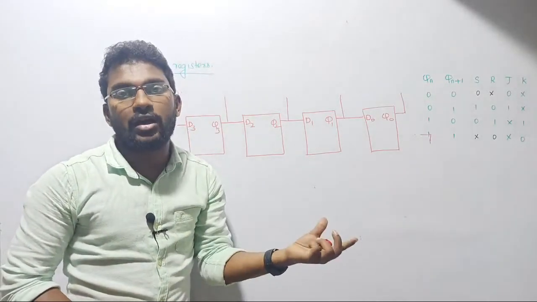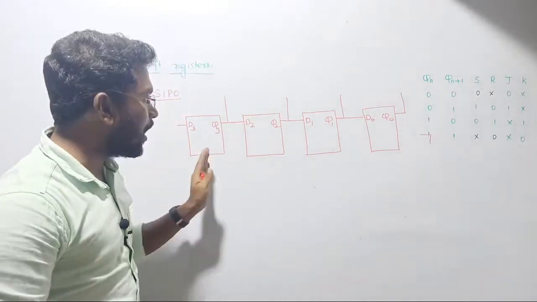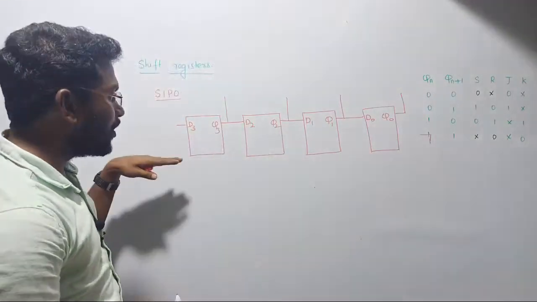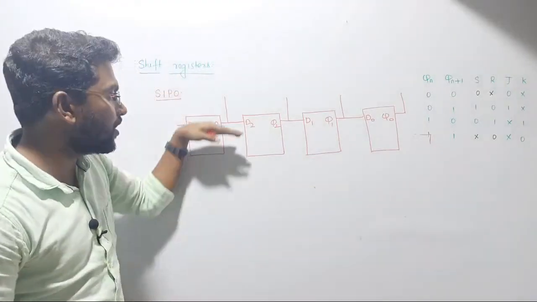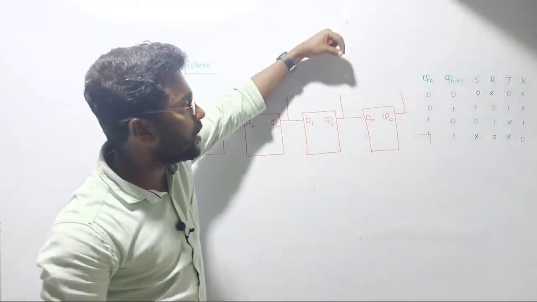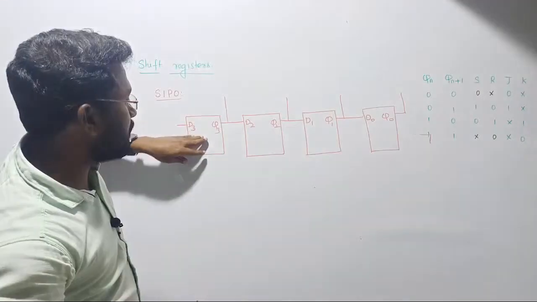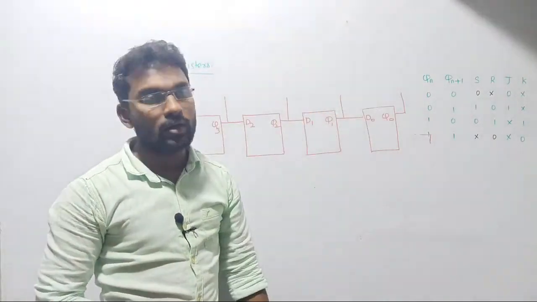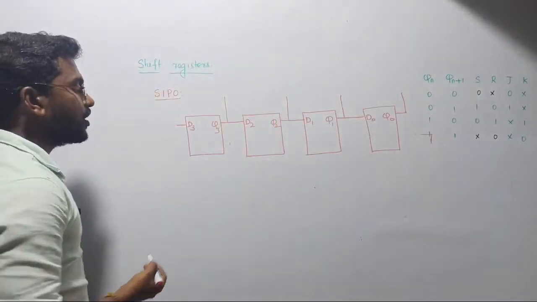A synchronous counter is simply called what? Parallel counter. Why? Because all flip-flops will be separately synchronized with a single clock. A common clock is going to trigger all the flip-flops. Similarly here, the output from each flip-flop can be taken separately, this one separate, this one separate, this one separate. That is called parallel output, right? So let us start once again.